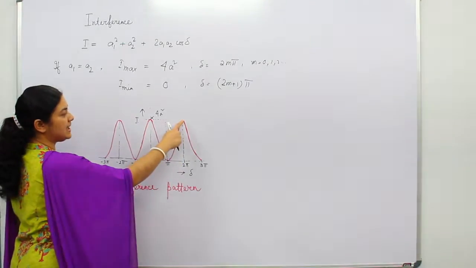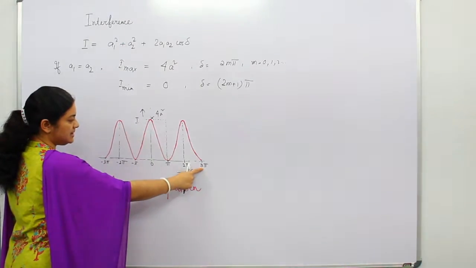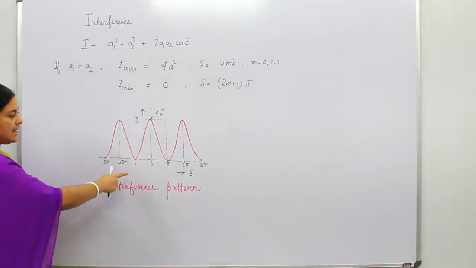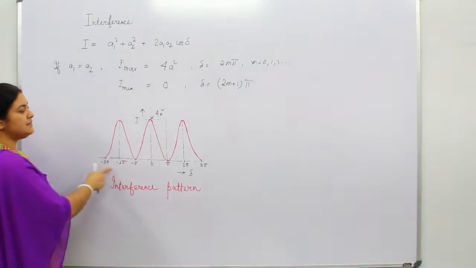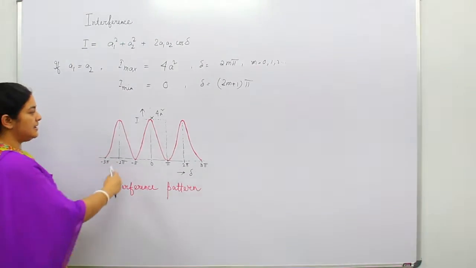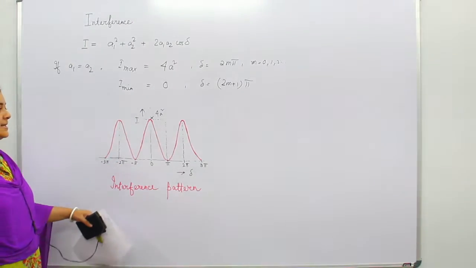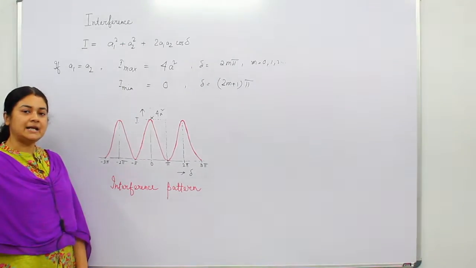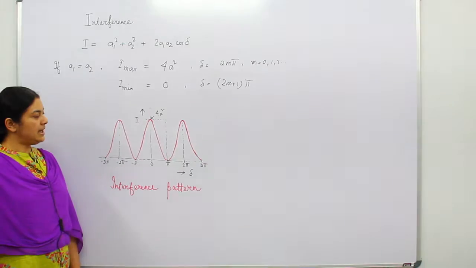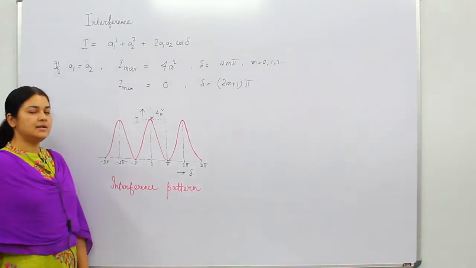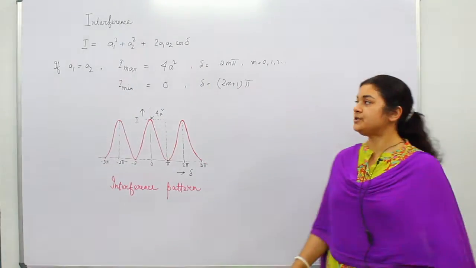At 2 pi we are again getting the maximum intensity, at 3 pi we are getting the intensity as 0, and again in the negative direction of the x axis we are getting similar kinds of data. Plotting them we get this kind of curve. So from this curve it is apparent that there is some loss of energy or loss of intensity. Now we will see whether this is actually true.